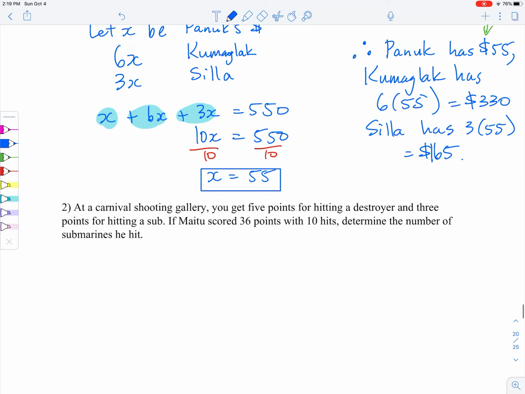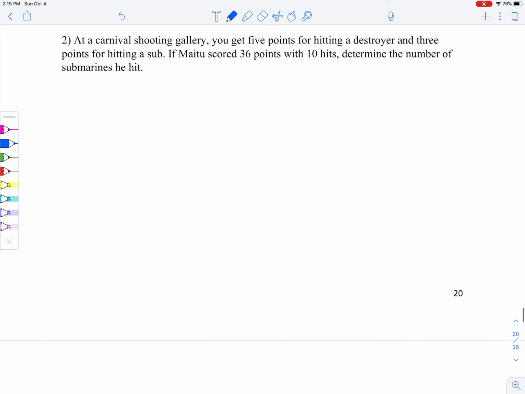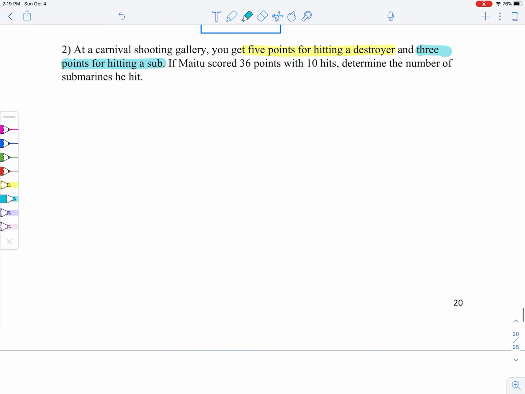Question 2. At a carnival shooting gallery, you get 5 points for hitting a destroyer and 3 points for hitting a sub. So that sounds important. 5 for a destroyer and then 3 for a sub. So in this we have points and we have hits, and it's kind of like having a number and a value. So number is going to go along with the number of hits. And then value is going to be the amount of points. So value, and we know this is going to be our total value.